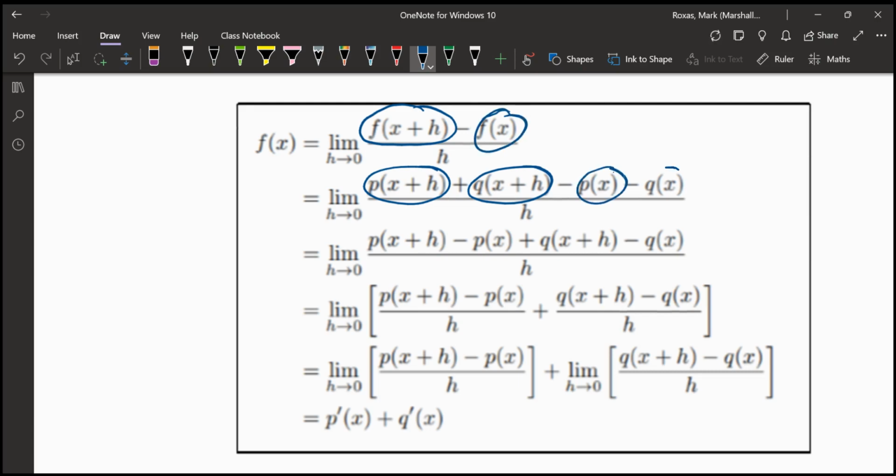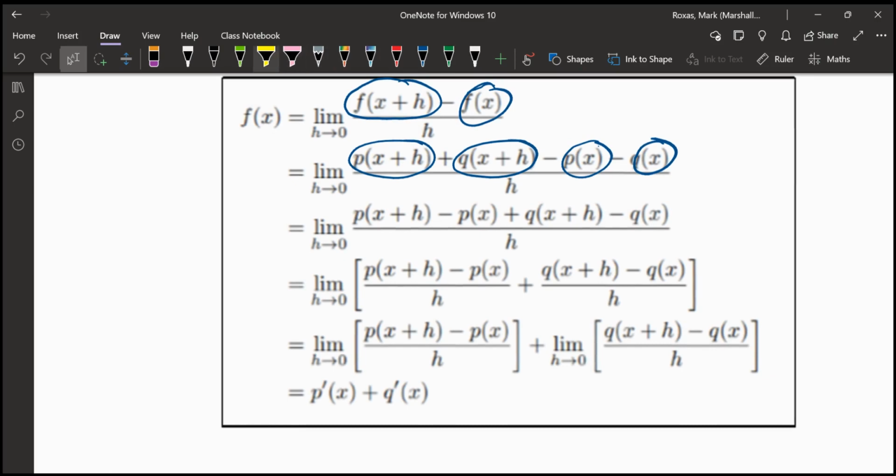So here it is, p of x, q of x. You're subtracting them, so you have to distribute these subtraction signs. And then if you reorder them, so here's p and p, put them together, p of x plus h and p of x. Q of x plus h and q of x, put them together, q of x plus h minus q of x. Just reorder them. Why do I want to reorder them?